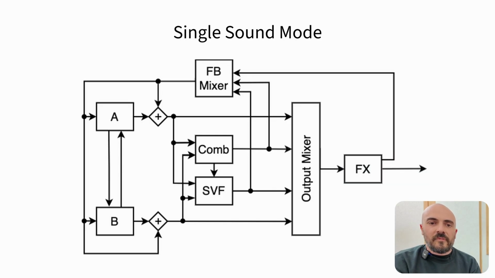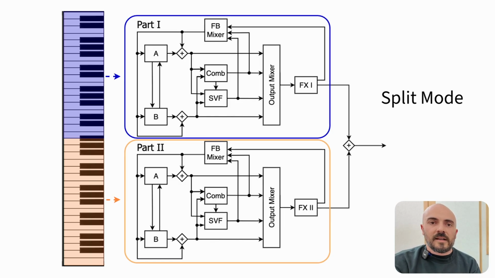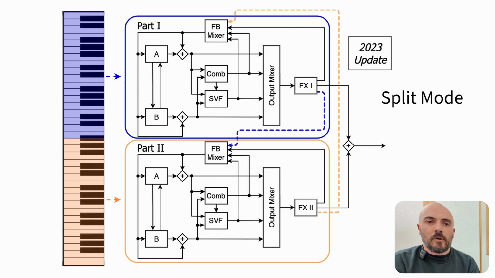The signals from the comb filter, SVF filter, and effects can also be routed back to the inputs through the feedback mixer. The dual modes of the C15's sound engine provide layer and split configurations, where the total amount of voices are divided into two groups, also called parts. In split mode, the two parts are assigned to two separate keyboard ranges. Part 1 can be played between the lowest key and a split point, and Part 2 between the split point and the highest key. Since 2023, it's possible to couple the two parts via the feedback mixer.